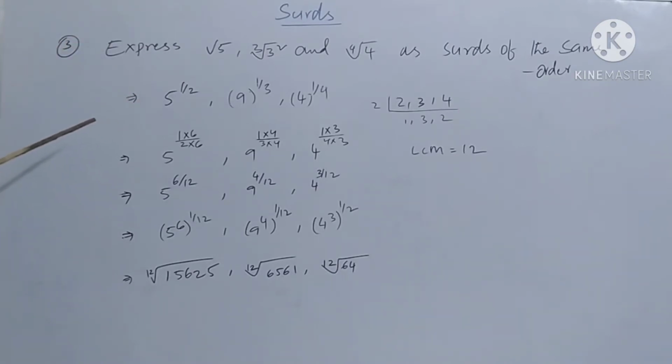Separate with our formula: a to the power of m whole to the power of n is equal to a to the power of m into n. Here m is 6, n is 1 by 12. So 5 power 6 whole to the power of 1 by 12. It is also the same as 6 by 12. Similarly the remaining terms are written as 9 power 4 whole to the power of 1 by 12, and 4 power 3 whole to the power of 1 by 12.